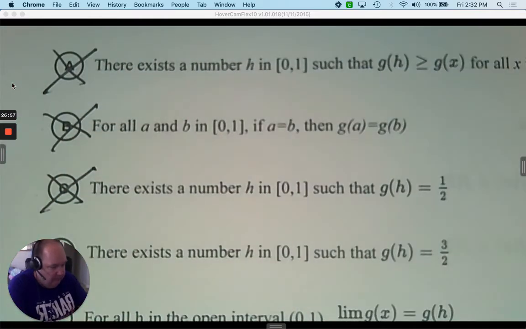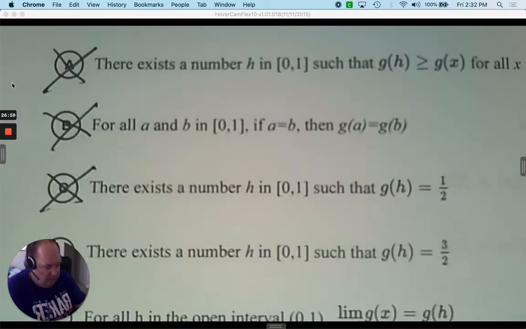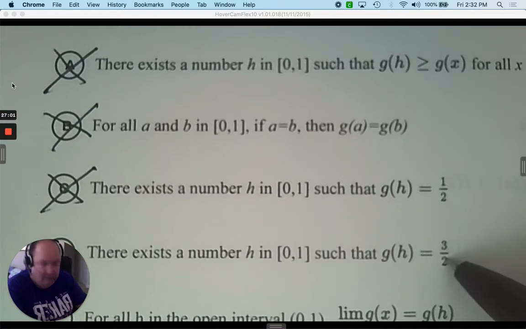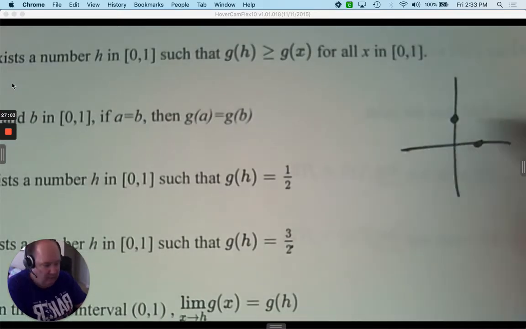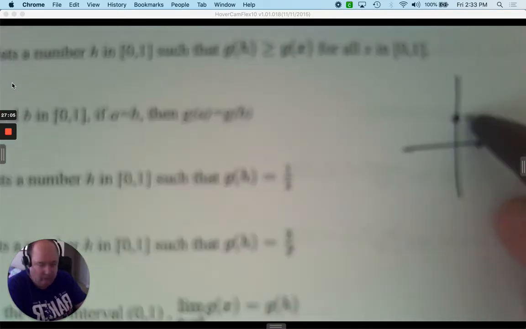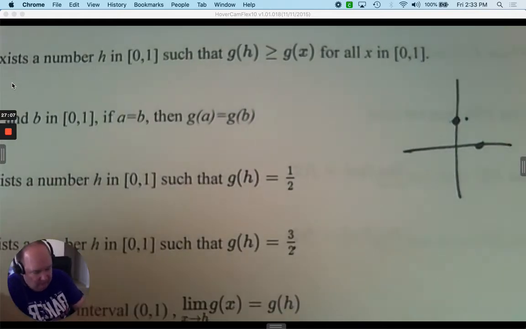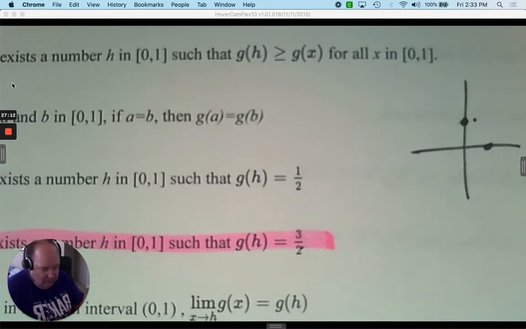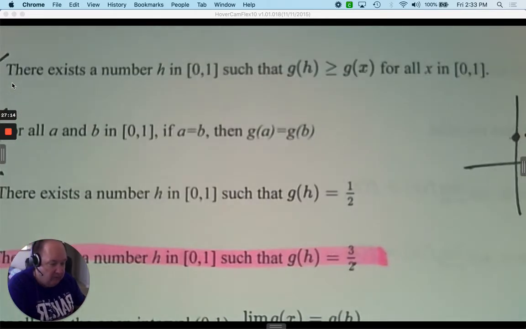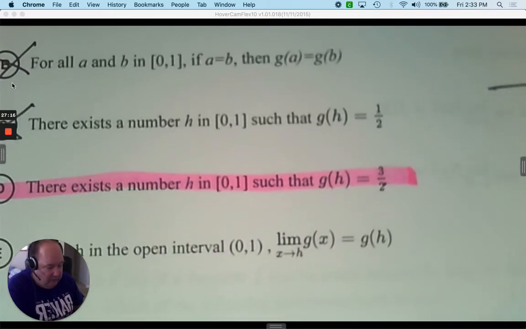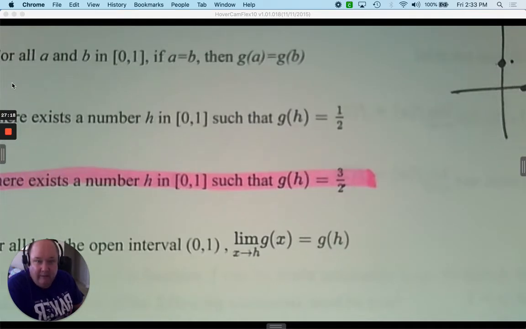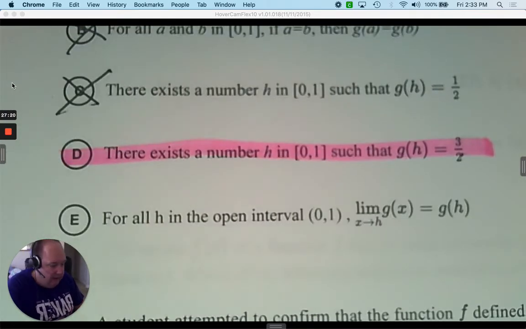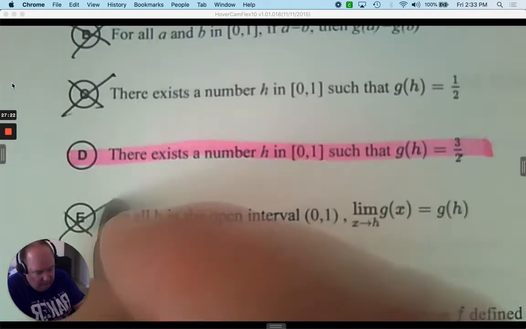So that is true. 3 over 2 is not in the range. That's 1.5, and the greatest y value goes from 0 to 1. So this is the one they're looking for. This one does not necessarily hold. It could go up or down, but it doesn't have to. The other ones could be true. And for all h in the open interval, the limit in terms of that, it may or may not be. That's the one they're looking for.